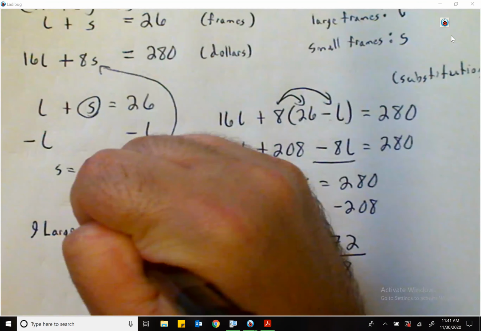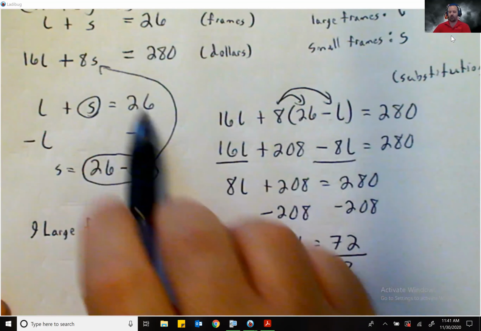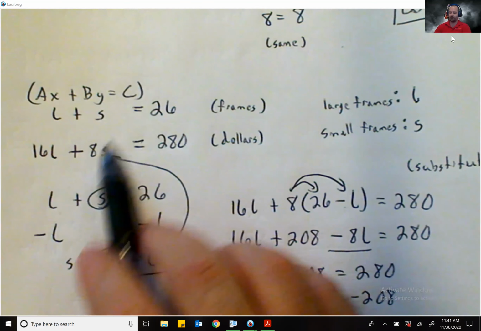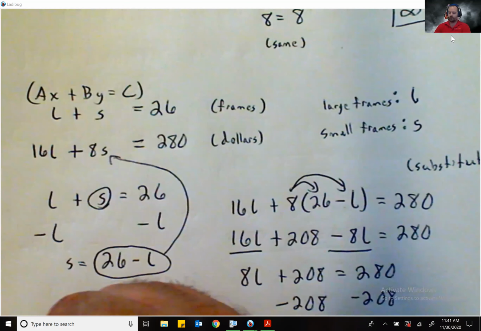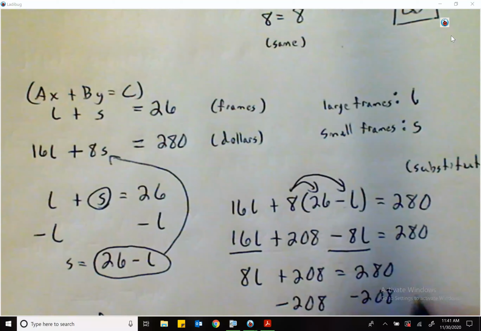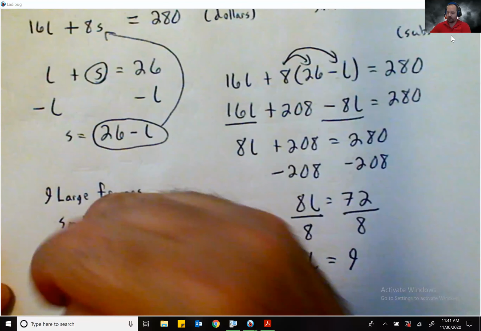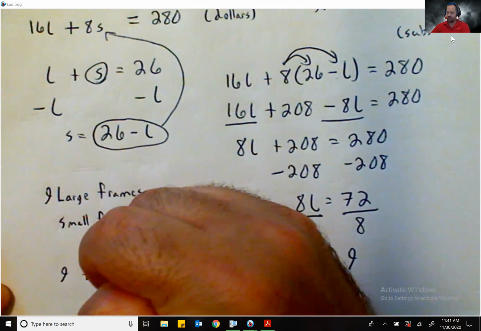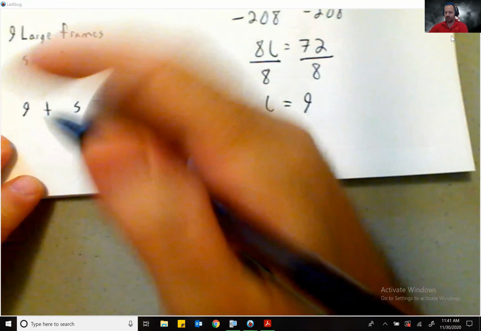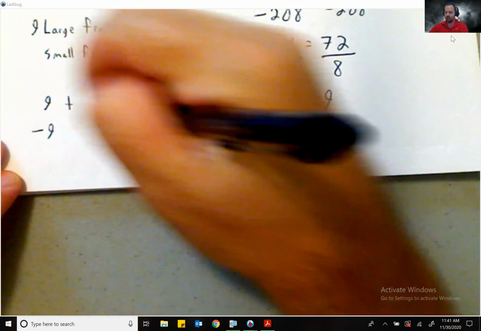Substitution. We're going to plug back in to one of our original equations. Which one's the easiest to plug into, the top or the bottom? The top. You got it. So all we're going to do is take 9 plus S equals 26. So subtract 9, subtract 9.